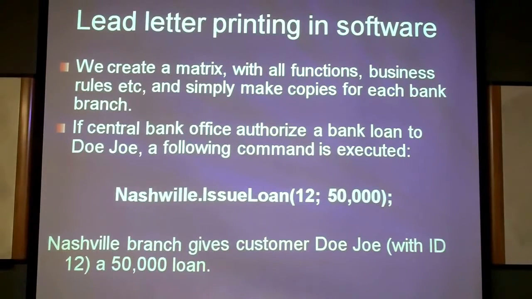It's misleading, but this is pseudocode. This is not real code. So the parameters are separated by comma, okay? In this case, we read this line the following way: the Nashville bank branch issues a loan to customer 12, and the loan amount is 50,000. Okay, that's how it looks. Without this information, this command cannot be executed. And that's how the issue loan is defined in the matrix in the central bank branch. Any questions about this?